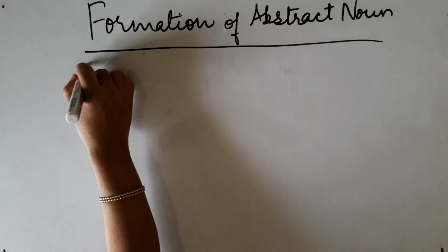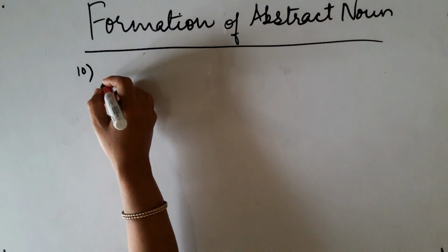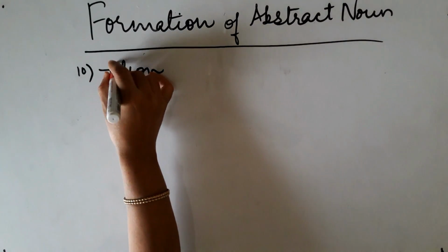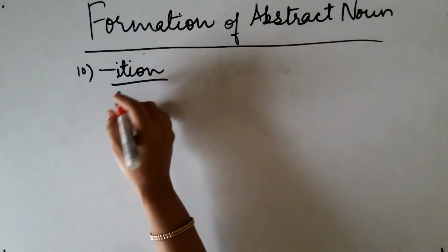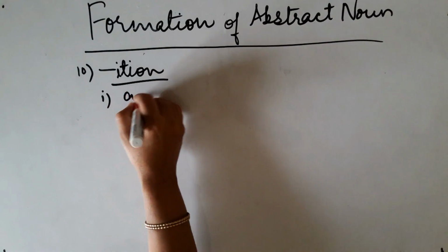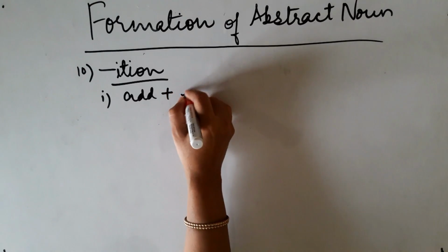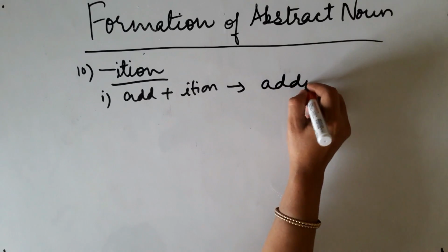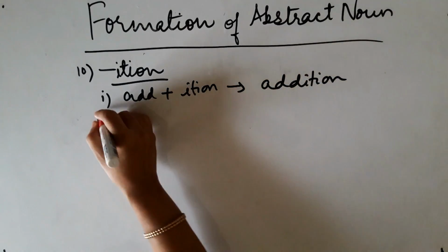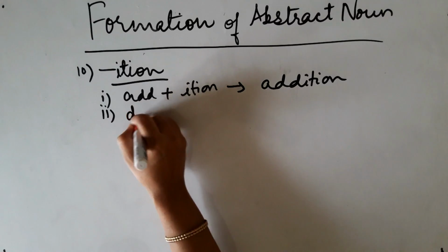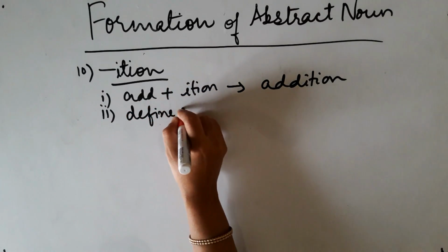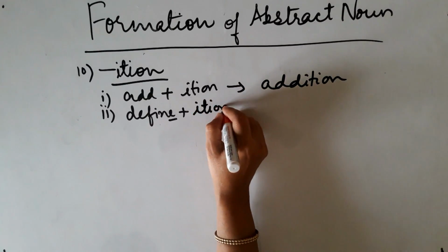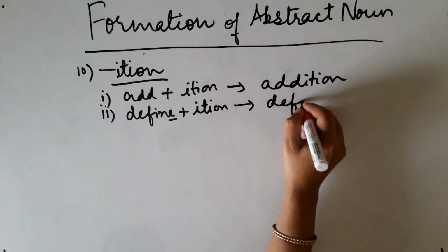Another way of changing the verbs into nouns is by adding i-t-i-o-n. Words like add, we are simply adding i-t-i-o-n and it becomes addition. We have words like define. Here what will I do? I will replace this e and I will add i-t-i-o-n. It becomes definition.